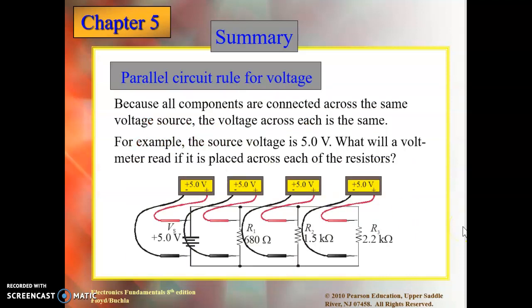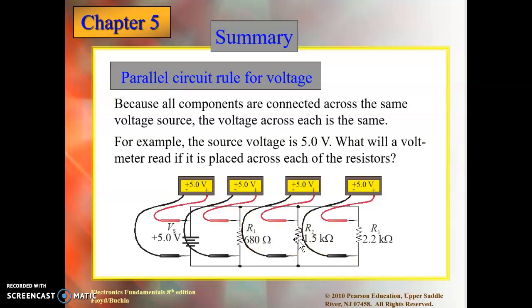So, the voltage rule for a parallel circuit. Like I said before, because all components are connected across the same voltage source, the voltage across each is the same. For example, the source is a 5 volt source right here. If we use a voltmeter across each of the three different resistors, we will see that the reading across each resistor is 5 volts.